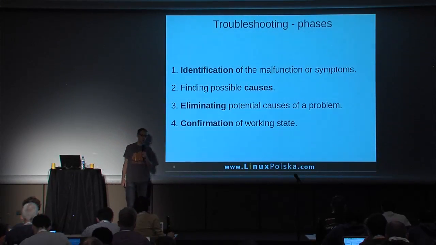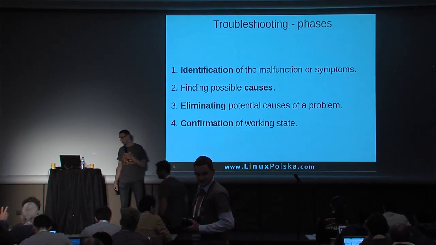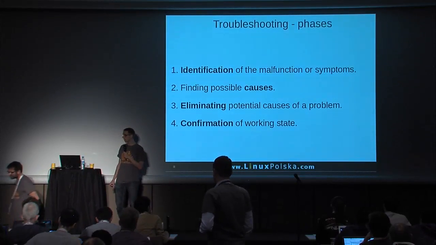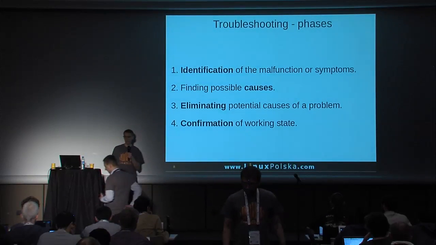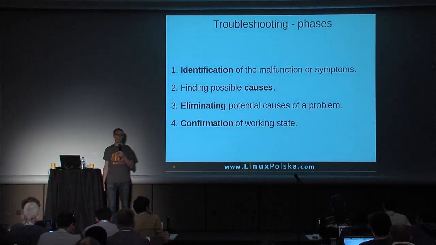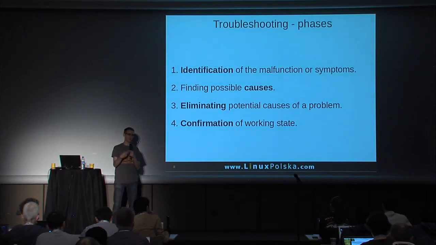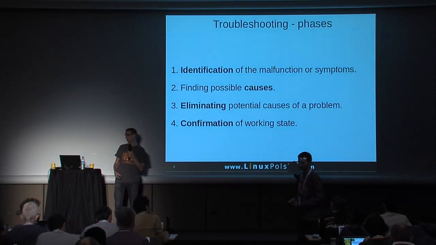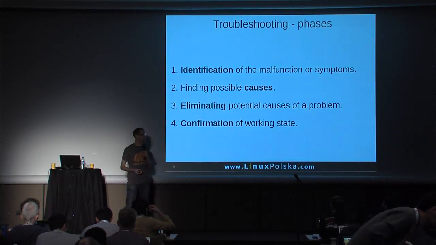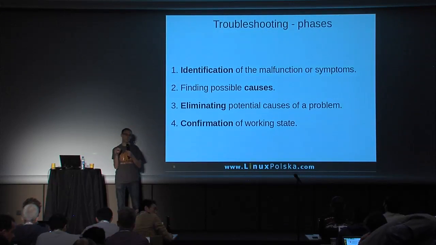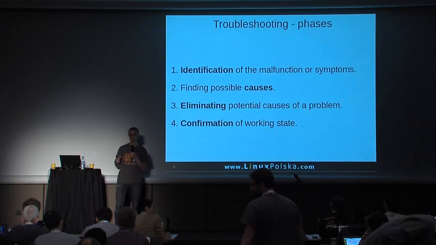And troubleshooting usually consists of four phases. The first one is just an identification of what is not working, what's malfunctioning. The second phase is finding the possible causes of the problem. And what's important here is that we are not trying to eliminate the problem at this point. We are not trying to fix the results of the problem, just the root cause. And the good practice is to make a list, because there might be many possible causes, put a probability on this list and sort it, and start eliminating the problem with the most probable causes.